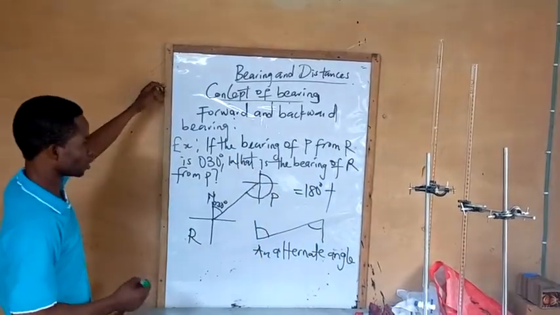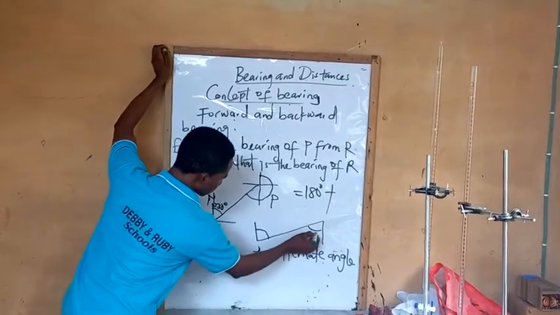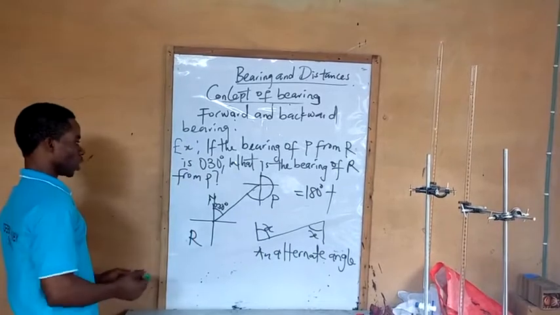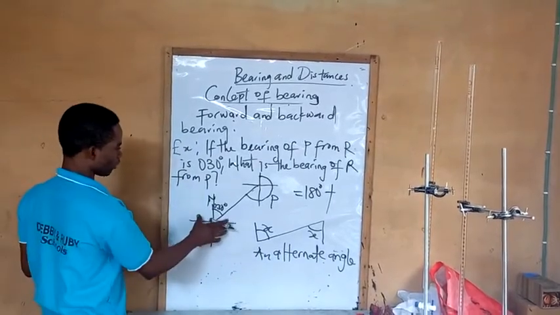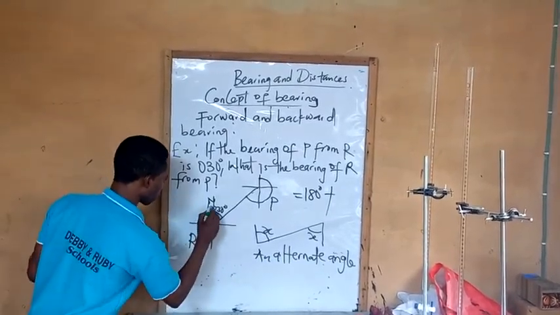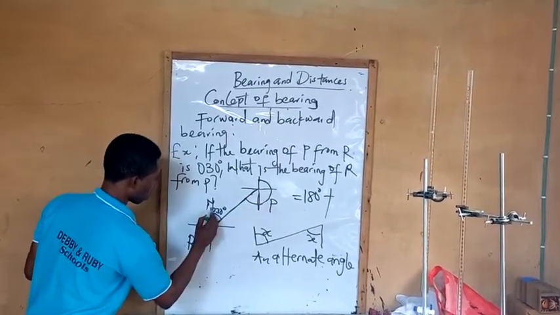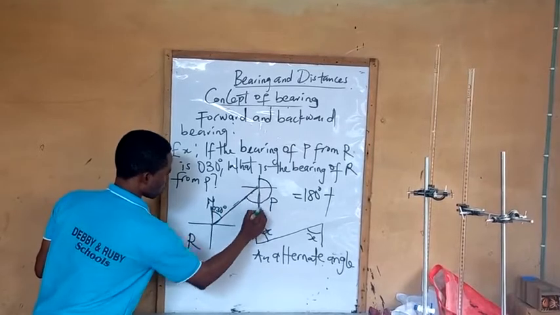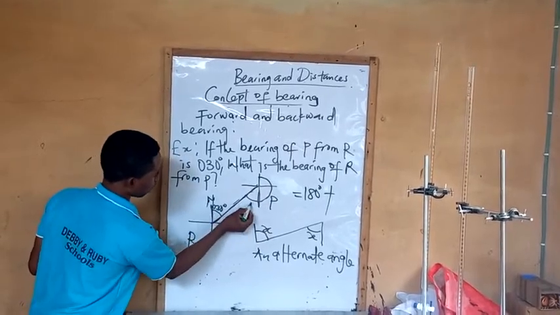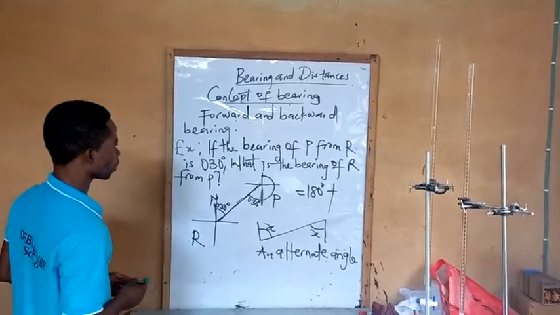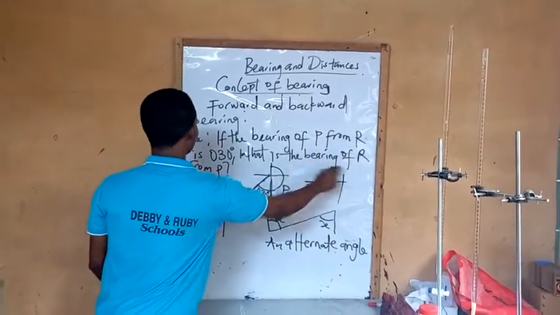An alternate angle. That means whatever that is here is here. So now look at this. If you look at this thing very well, you know it is forming an alternate angle. And you see, whatever I have here, I'm having here: 30 degrees. And I told you that they said, what is the bearing of R from P?